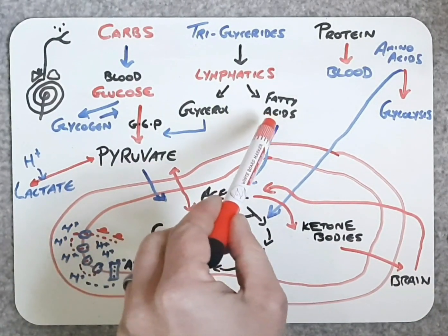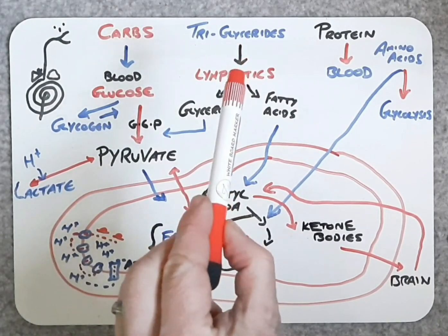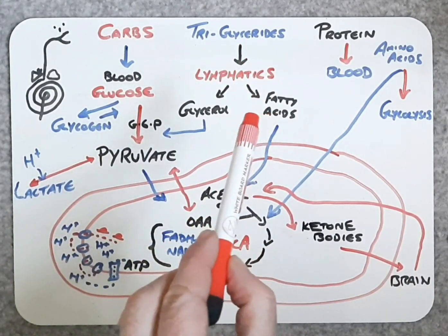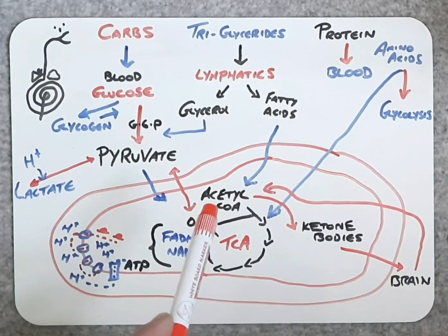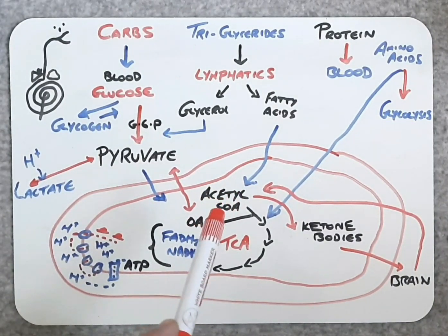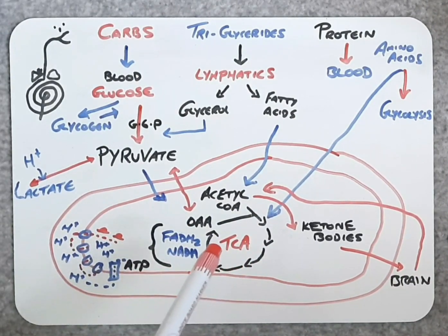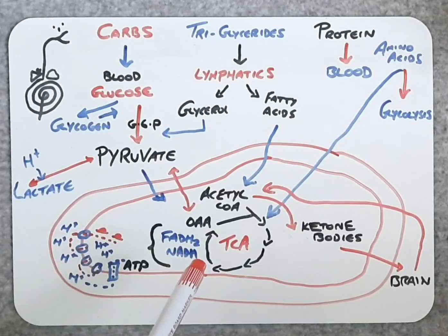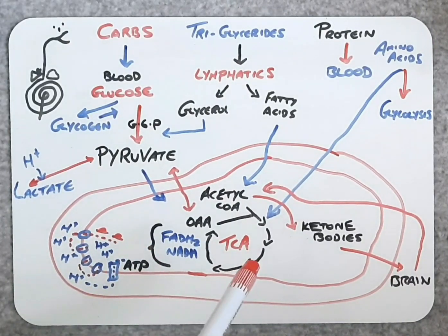The fatty acids from the breaking down of the triglycerides through the lymphatic system jump straight into acetyl-CoA. So we have 3 fatty acids there that can jump straight into the Krebs cycle, continue with the Krebs cycle, citric acid cycle, whatever you want to call it, producing the FADH2 and the NADH straight into the electron transport chain, ATP. So there we go.